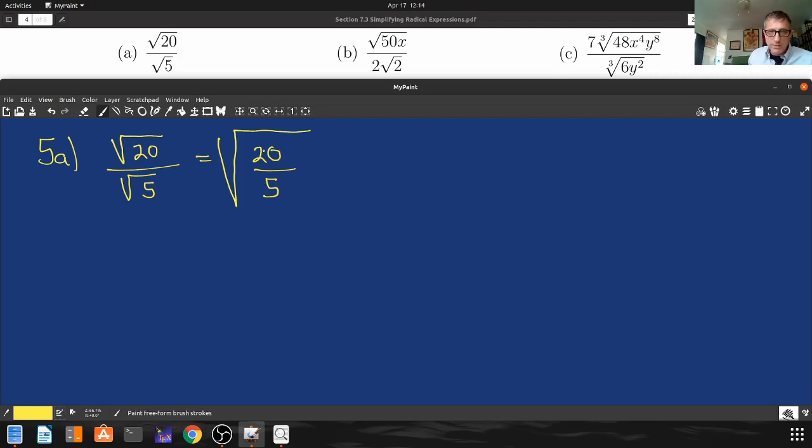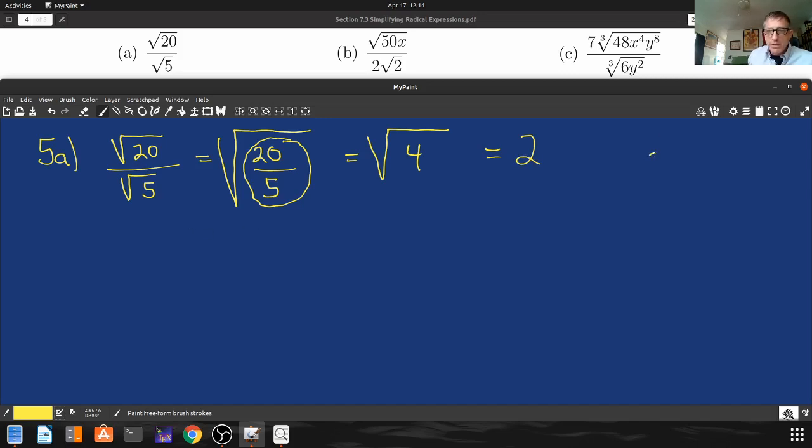I mean, I could have if I wanted to. But 20 divided by 5 actually turns out to be, I can simplify this fraction, and 20 divided by 5 is 4. And the square root of 4 is equal to 2. So that one wasn't so bad.